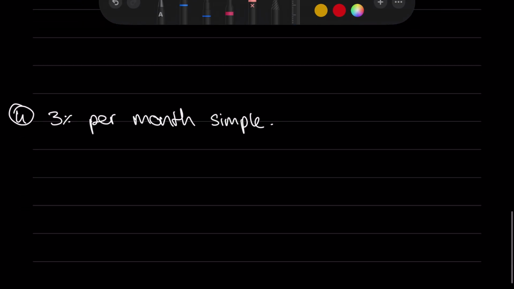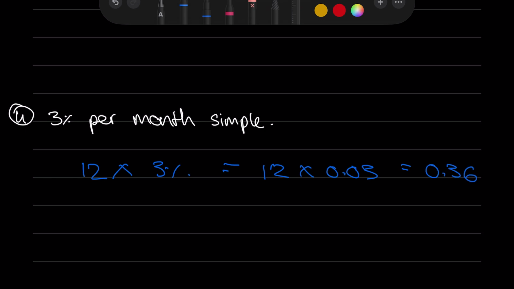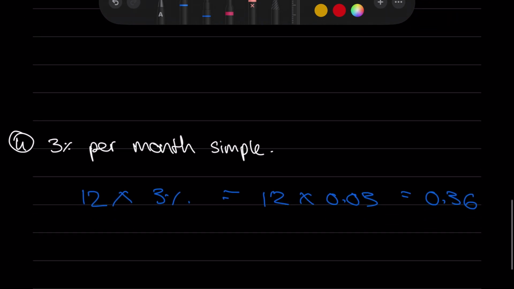And I just left one simple interest for the vibes, maybe you forgot it. Remember, simple interest is not compounded, so it's very simple. 3% per month, simple. So we want an annual effective rate. What we're going to do is go 12 times 3%. 12 times 0.03 equals 0.6. Cool. And that's it. Hope this helped.